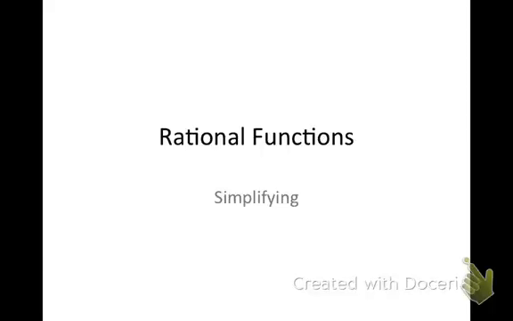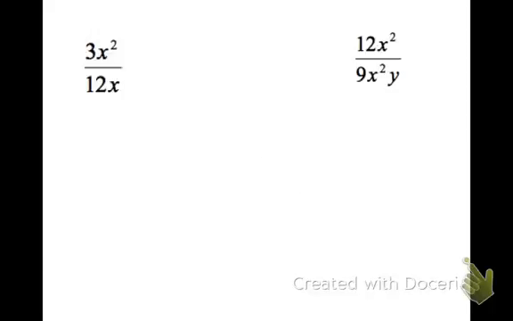Rational functions simplifying. Okay, whenever we're simplifying our rational functions, we're always going to want to start with our coefficients. So in this first problem, our coefficients are 3 over 12, which simplifies to 1/4.